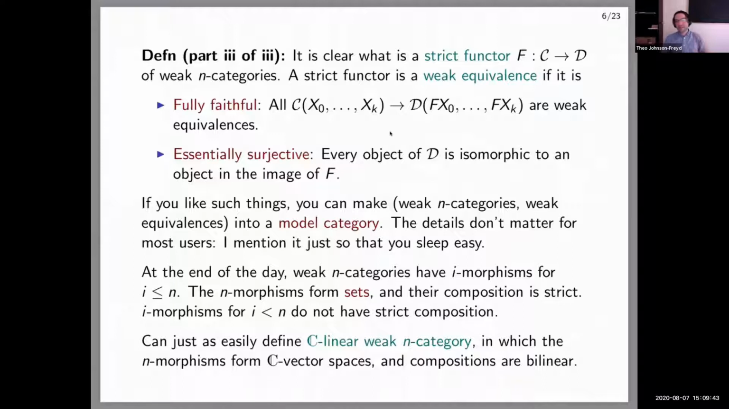You can just as easily define a C-linear weak n category by making the spaces of n morphisms into C vector spaces. Okay, that's the definition. Now you should forget it.